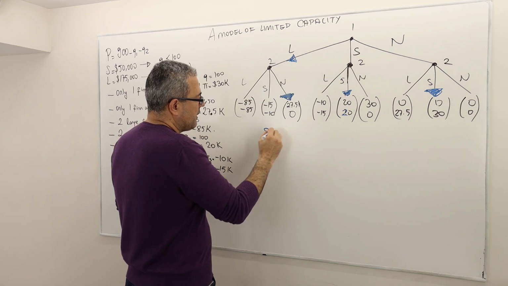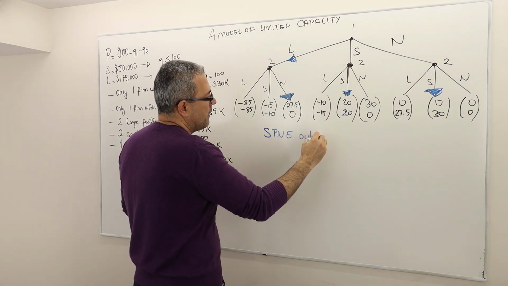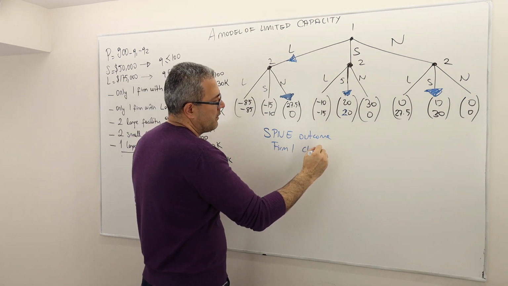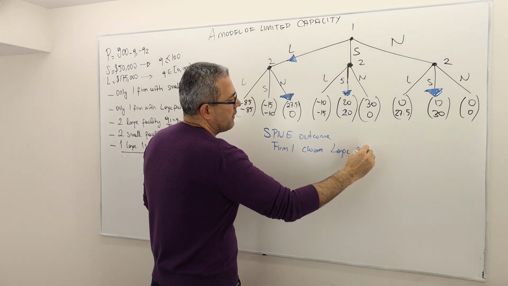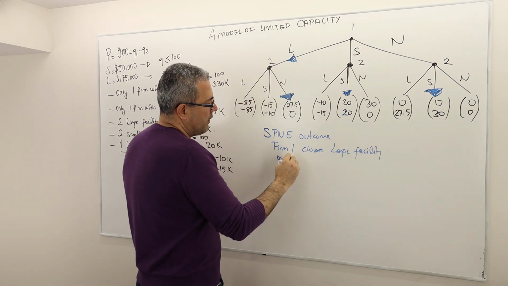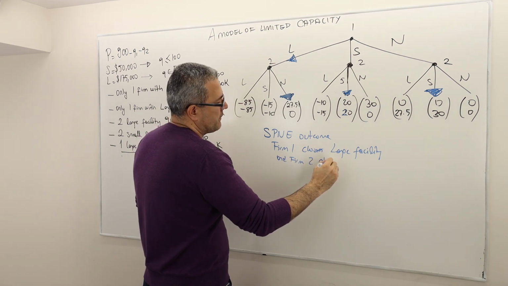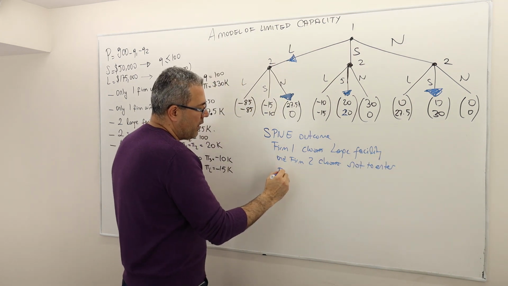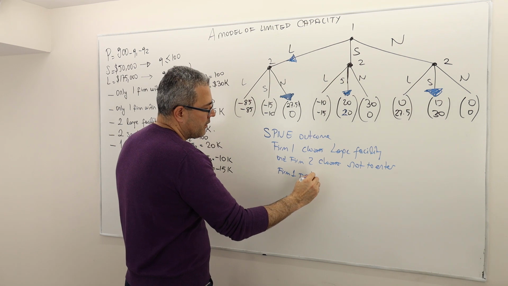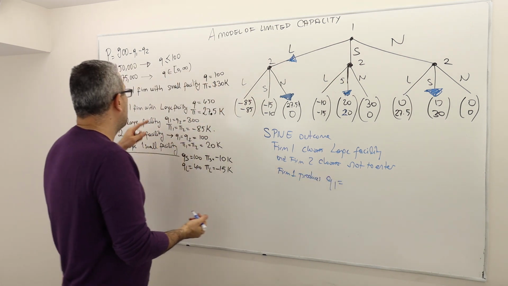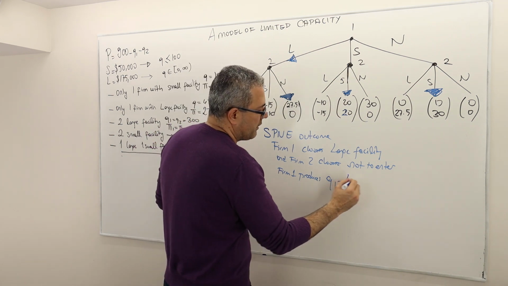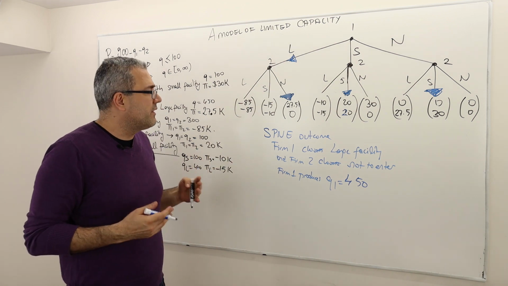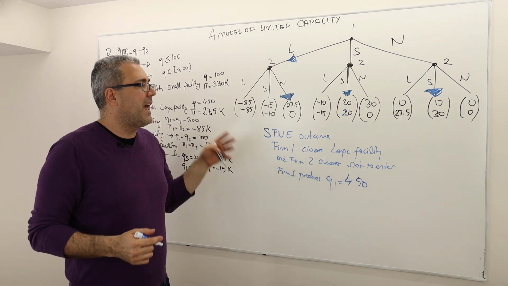So here, the SPNE outcome is therefore that firm 1 chooses a large facility and firm 2 chooses not to enter at all. And then firm 1 produces Q1 equals, because it's a large facility, 450 units. And obviously firm 2 does not produce anything because it's not in the market. So that is the subgame perfect Nash equilibrium outcome.